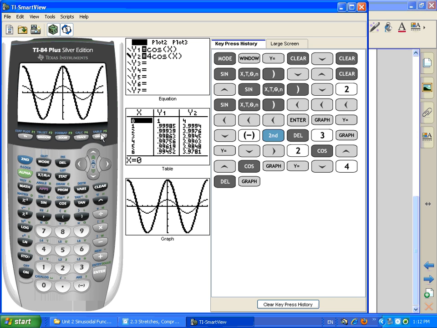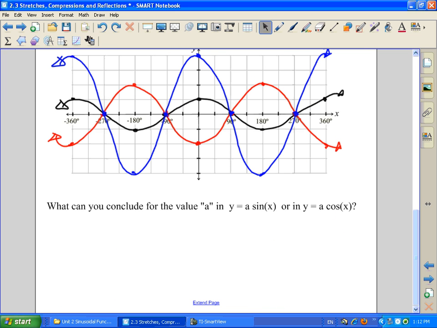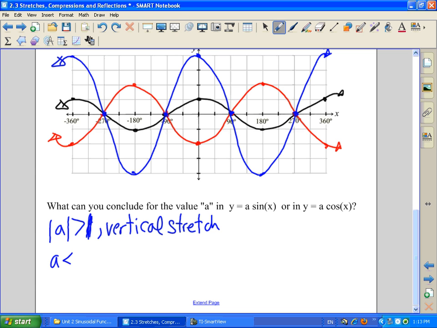All right, let's develop some summary here with the A value. Okay, so what can we conclude about the A in A sine of x and in A cos of x? Well, first of all, if the absolute value of A is greater than 1, we know we've got a vertical stretch, just like on the warm-up. Okay, if A is less than 0 or negative, what does that tell us? It reflects over the x-axis.